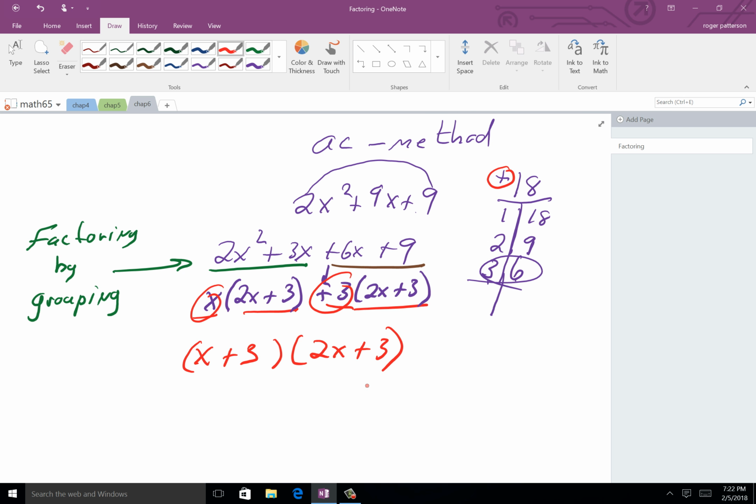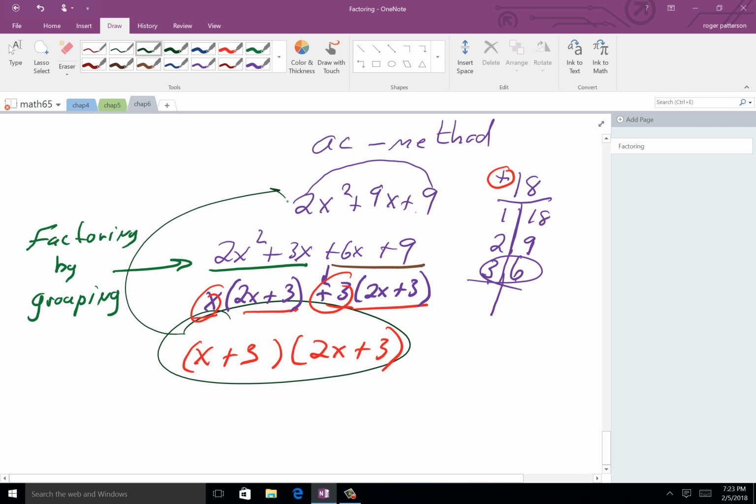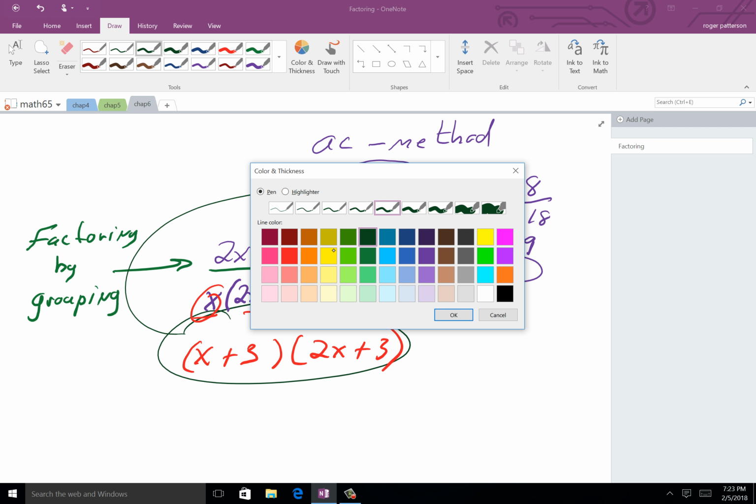That's factoring by grouping, or AC method. It's done. That's it. So if we took this, FOILed it, that's what we end up with. So that's the AC method with factoring by grouping embedded in with it. It's a little bit confusing, but that's what it is.